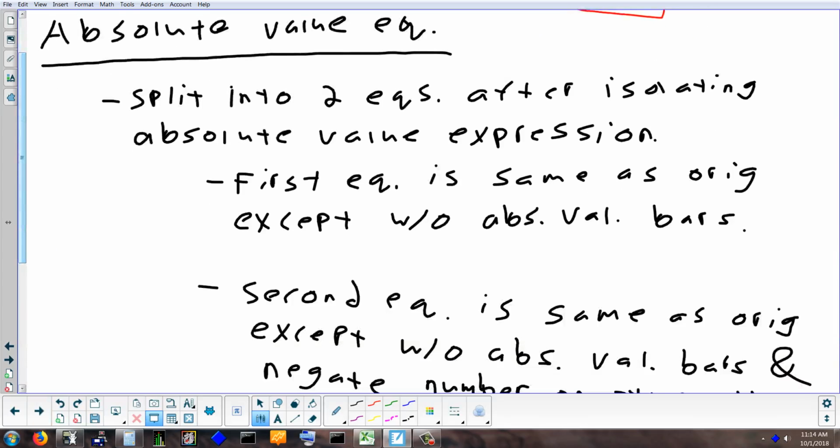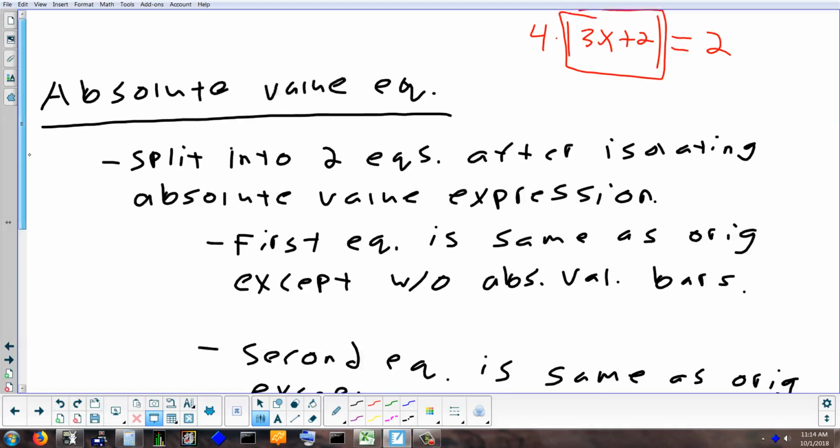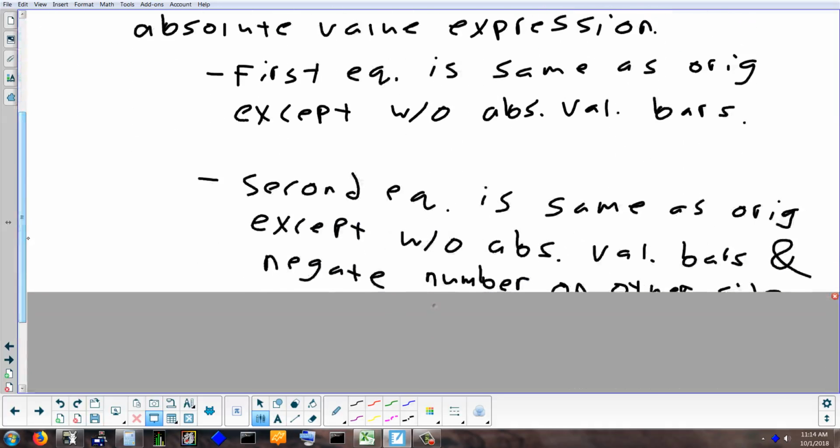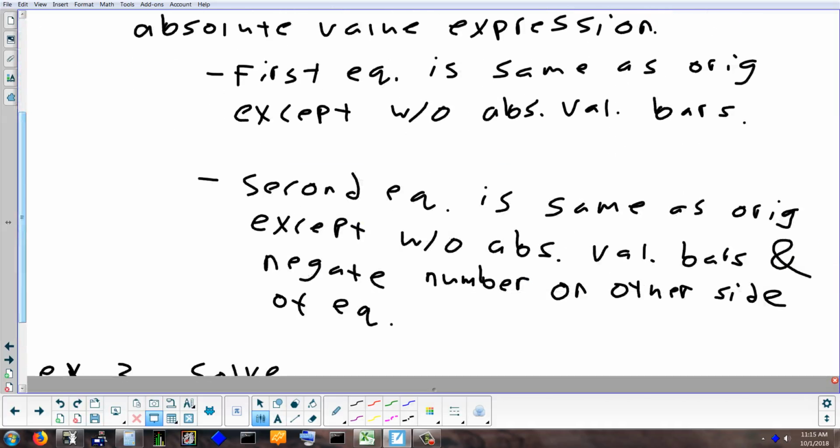The second one, you're going to do the same thing: copy down the original equation and erase the bars, but there's one extra step. You're going to take the number that's on the other side, in this case it's a 2, and make it the opposite. Okay? You're going to change the sign of it. So if it's negative, you make it positive. If it's positive, you make it negative. And that's it. Those are the 2 steps to solving absolute value.